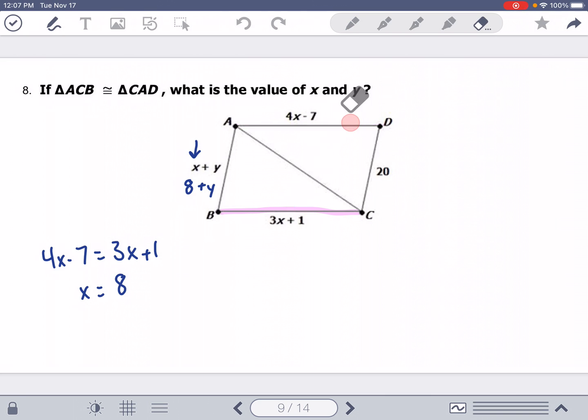Oh, let's erase those two things. Okay, I've got AB and DC. Those are in the same spot, so again, those are congruent. So now I can say 8 plus y equals 20. Y is going to equal 12.